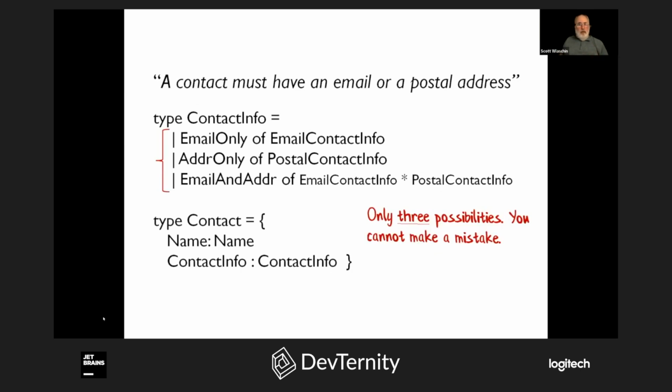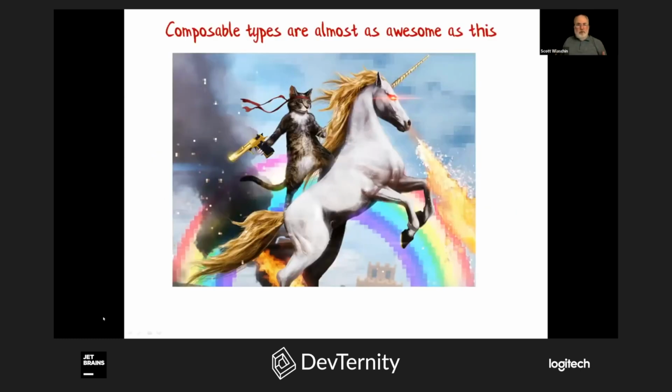You cannot make a mistake. In fact, you can't even write unit tests to test the situation, because it literally cannot represent that situation. So this is really cool, and if you can do this kind of thing in your code, it's really nice. I think these composable types, especially the choice types, are almost as awesome, not quite as awesome as a cat on a unicorn, but pretty awesome.